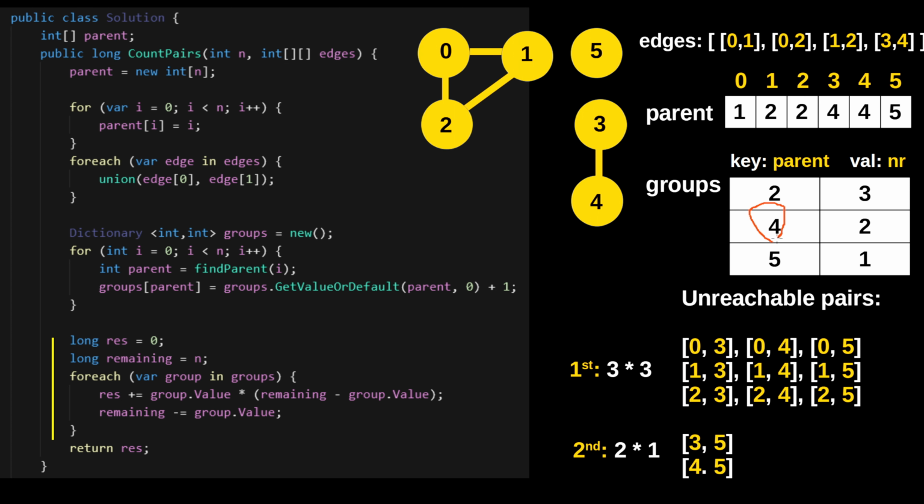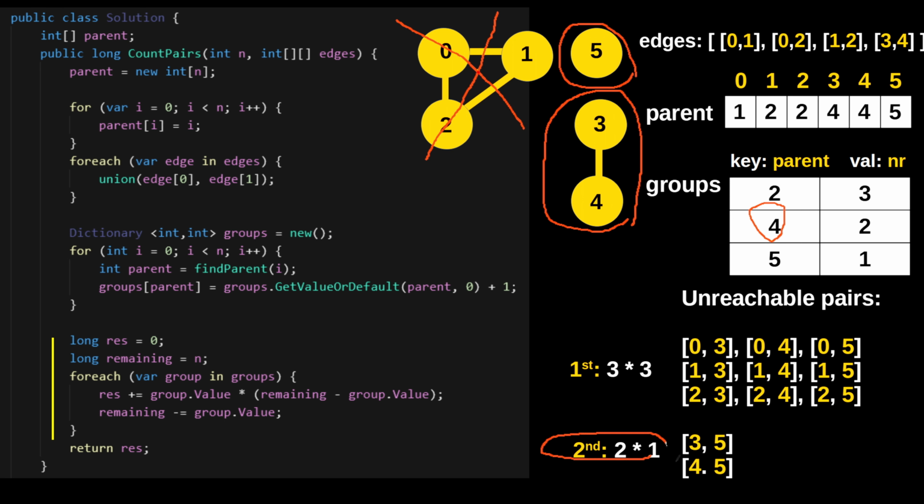In the next iteration, we take the next group where the parent is 4. There are 2 vertices in that group, and then we take 2 times the nodes that are outside of that group. But here, we don't want to count the first group because we don't want to double count. So we only take 2 times the number of vertices that are outside of that group, not including the first group. So it's 2 times 1. So in the second iteration, we have 2.